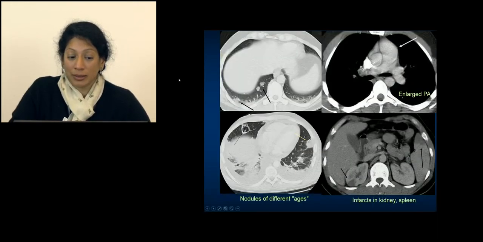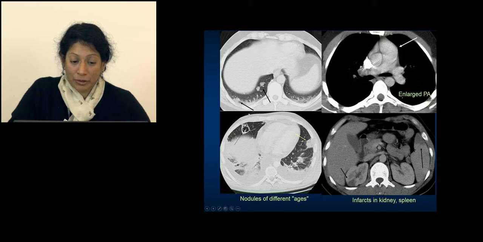Just to show you some examples, this is one patient who had small nodules in the periphery, which was septic emboli. It's another patient who had nodules of different ages. We have here a cavitary lesion, which is older than this lesion, which is just starting to cavitate here.